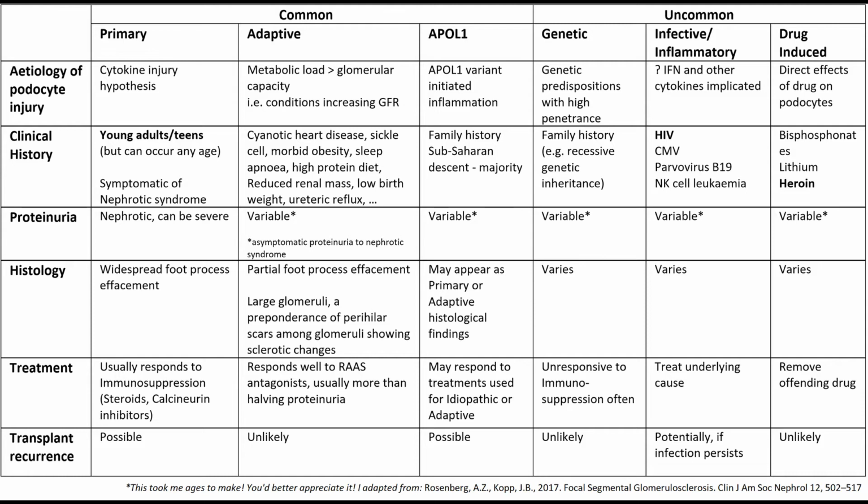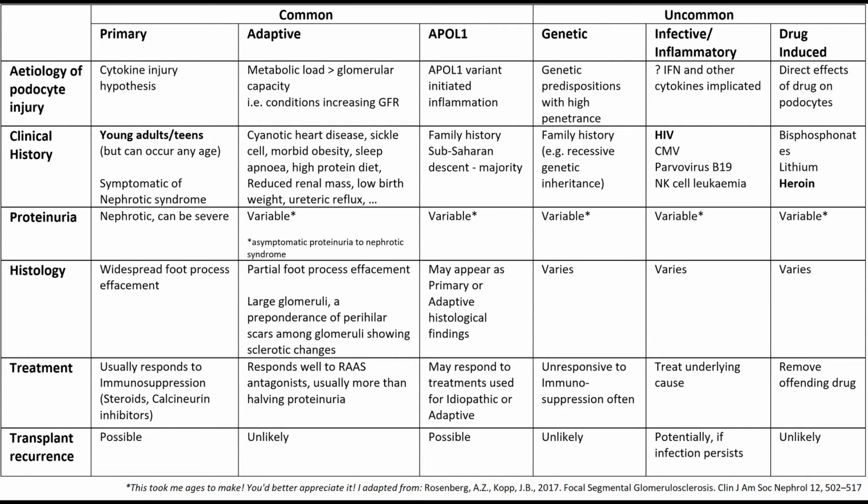The genetic type of FSGS is different to APOL1 in that APOL1 is a specific genetic problem. The genetic type makes up over 30 different types of genetic predispositions, often with high penetrance. It's usually recessive, and there can be a family history of kidney disease. As there are so many types, it varies in how it presents, and it's usually unresponsive to immunosuppression. But again, this type of FSGS is so heterogeneous in its forms that not much can be said about it.